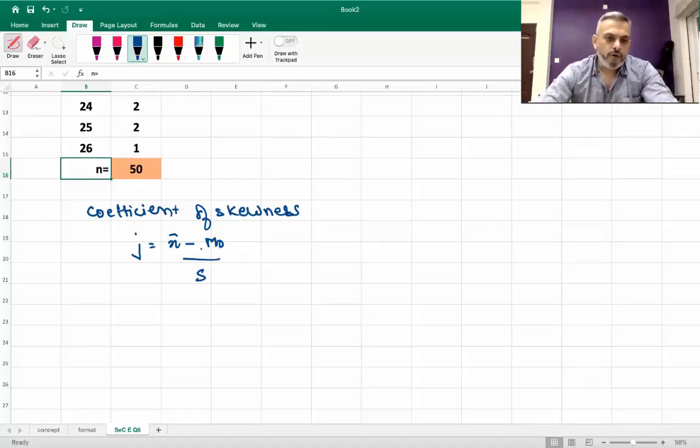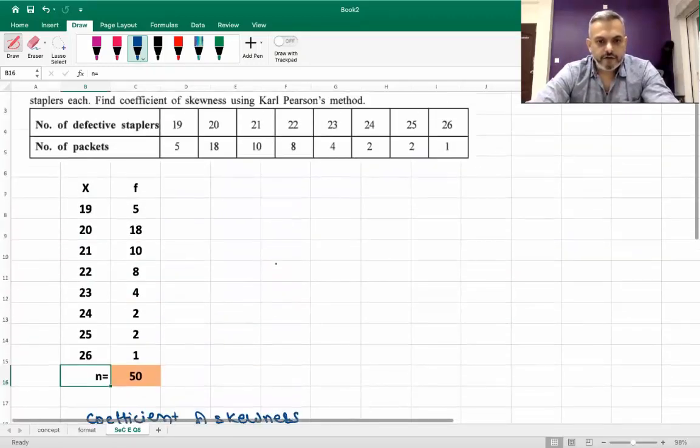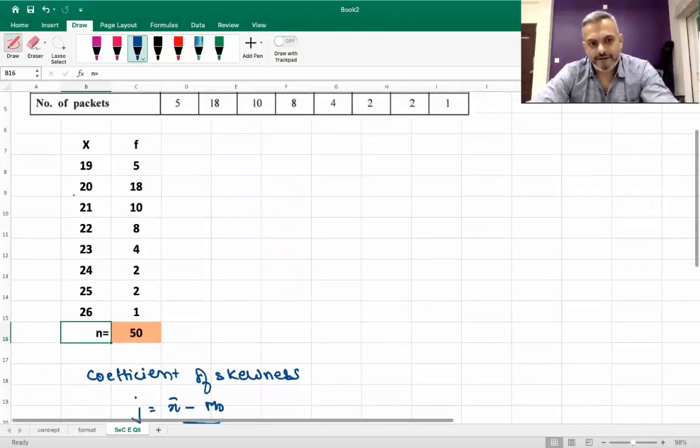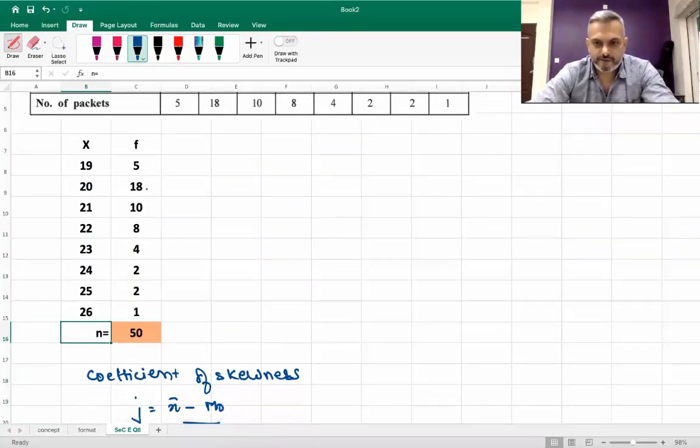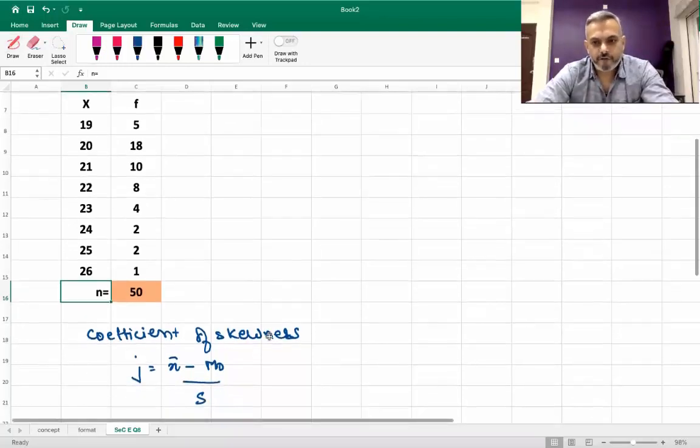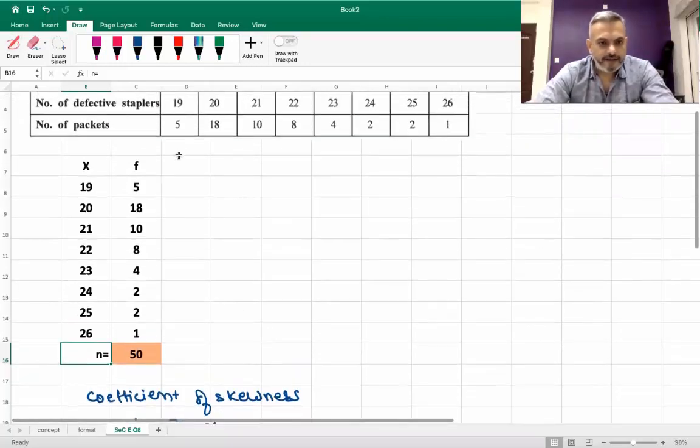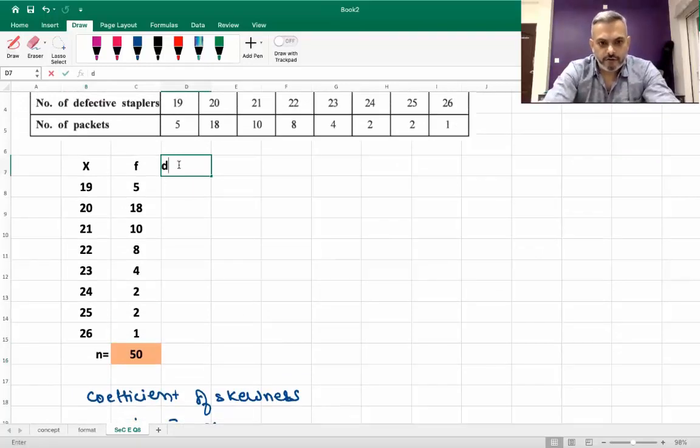Now over here you have to find out mean, mode, and standard deviation. For mode we can directly find out that mode is the value with the highest frequency, that is 20, but for mean and standard deviation we will have to do the calculation. I suggest we go for the shortcut method only.